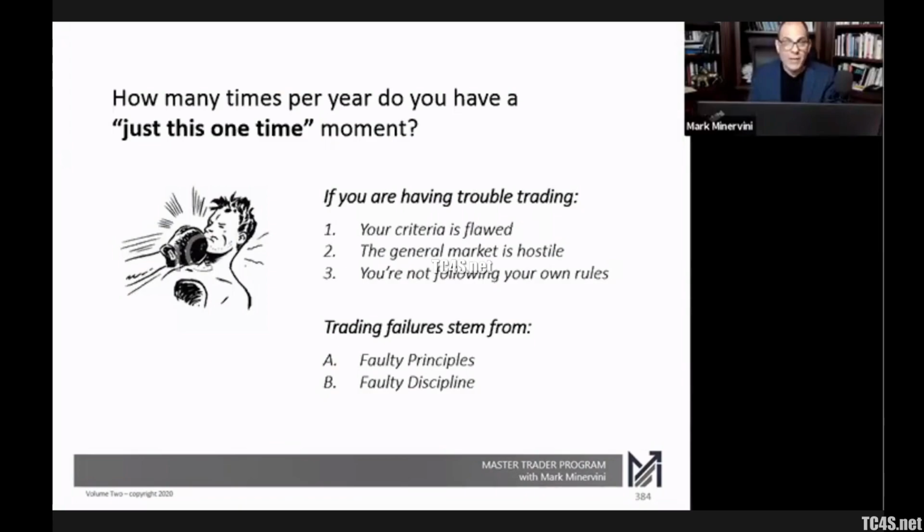All right. Now, if you're having trouble trading, you want to troubleshoot right away. There can only be two things wrong, one of two things or both. Either your criteria is flawed and the general market's fine, or you're executing properly, your criteria is good, and the general market's not good. And it's just not a time where you should be aggressive in the market.